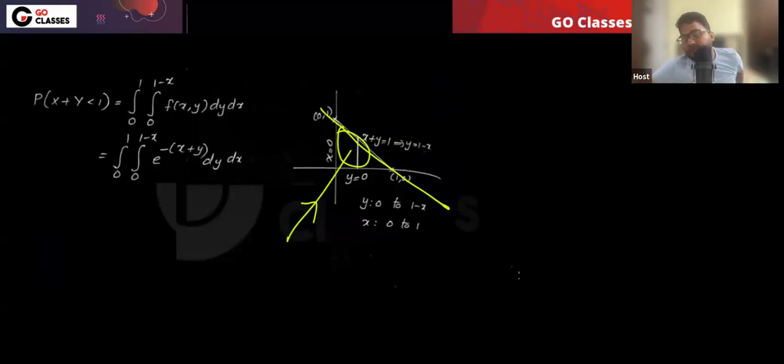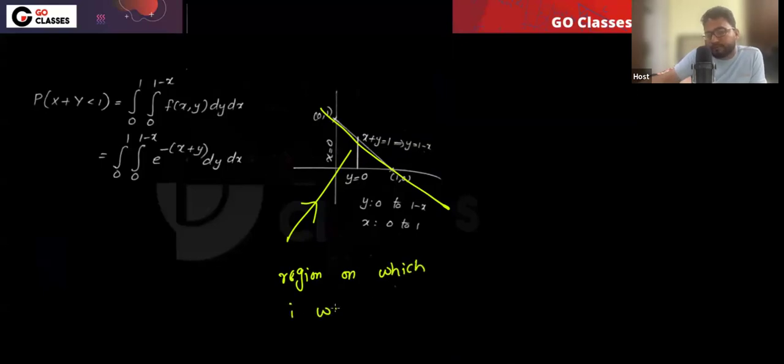Anyway, what I'm saying here is that let's just understand the region on which I want to integrate. This is the region on which I want to integrate. So what is this region? y is ranging from 0 to 1 minus x. So you have taken care of this. y is ranging from 0 to 1 minus x.